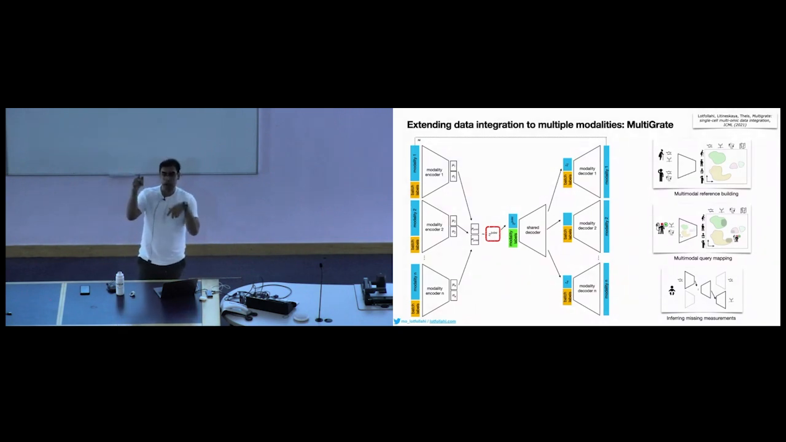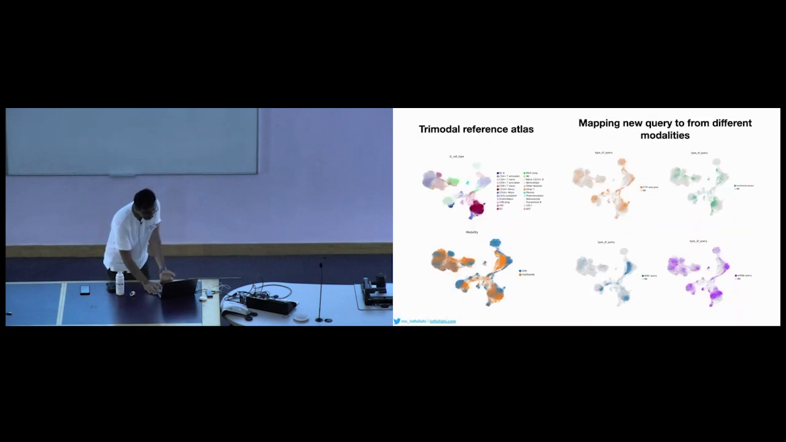So similar to the CITE-seq example that I showed you, where you can impute the missing proteins, you could actually impute missing chromatin accessibility, for example, if you have single-cell RNA-seq alone.